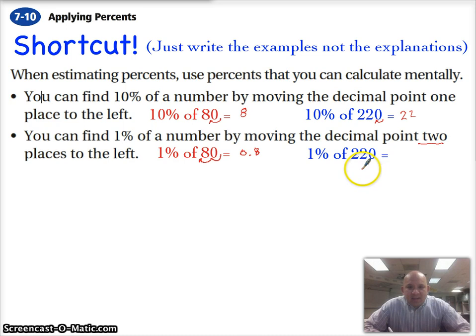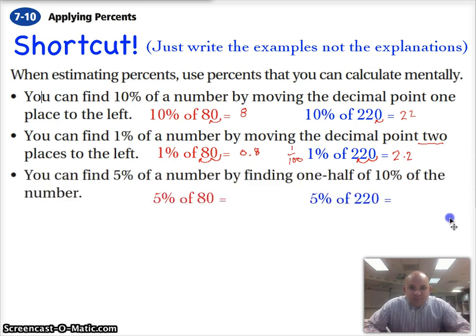1/10 of 80. Now we need to look at what's 1% of 220. Again, we move the decimal point over 2 place values, and we'll get 2 and 2/10. 1% of 220 is 2 and 2/10. Another way to look at that is 1/100th of 220 is 2 and 2/10. Last shortcut. You can find 5% of a number by finding 1/2 of 10% of the number.